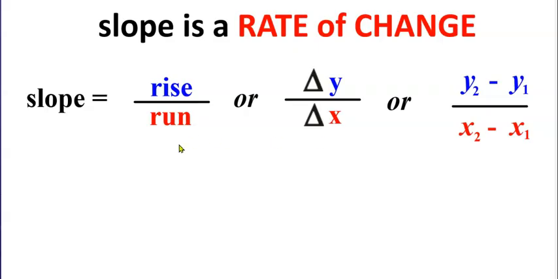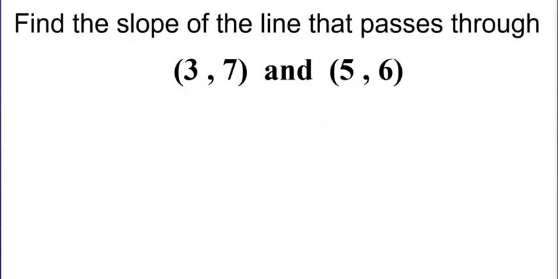All three of these are the same thing, but we often use them in particular situations, such as when we have a table, when we have a graph, or when we have 2 points. Let's take a look at our first example. Find the slope of the line that passes through the points (3, 7) and (5, 6).